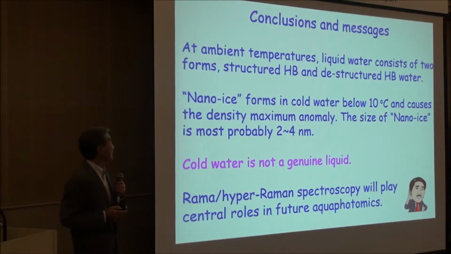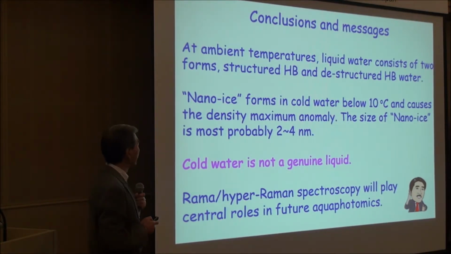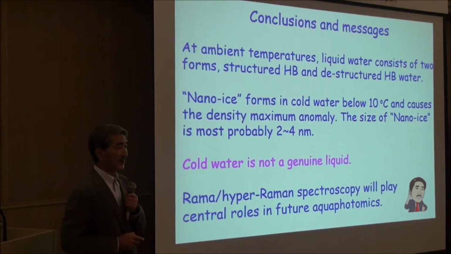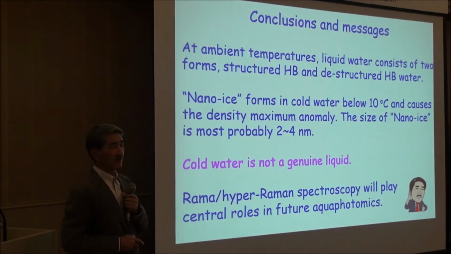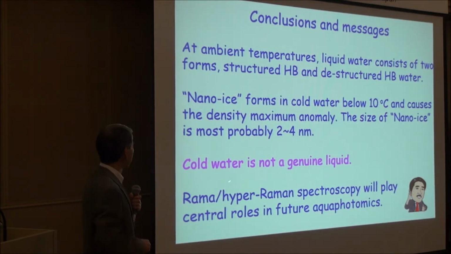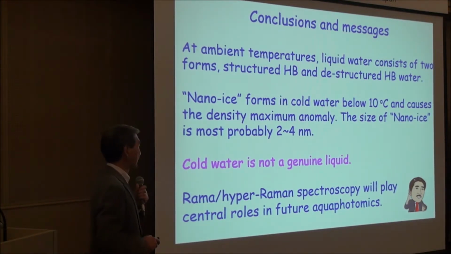So at ambient temperatures, liquid water consists of two forms, structured hydrogen bonded and destructured hydrogen bonded water. And nano-ice forms in cold water below 10 degrees and causes the density maximum anomaly. The size of nano-ice is most probably 2 to 4 nanometers. So cold water may not be a genuine liquid. And I would like to say that Raman and Hyper-Raman spectroscopy will play central roles in future aquaphotomics.